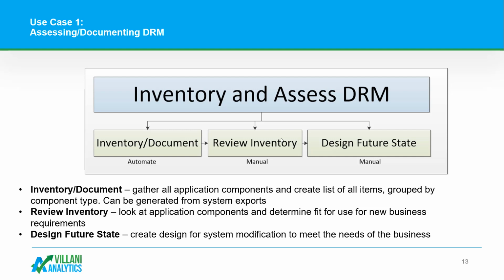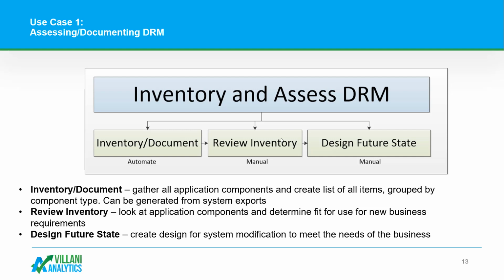There's the actual creating the inventory and documentation, right? Then there's the reviewing it to determine whether it's fit for use. And then there's the design work of designing the overall architecture of how DRM would be used going forward to support the chart of accounts redesign. So building the inventory and documenting, we looked at that and said, well, why can't we automate that piece? So, what if we automate that piece?